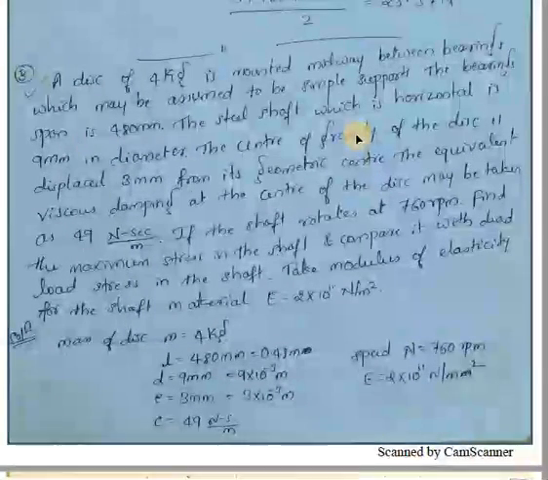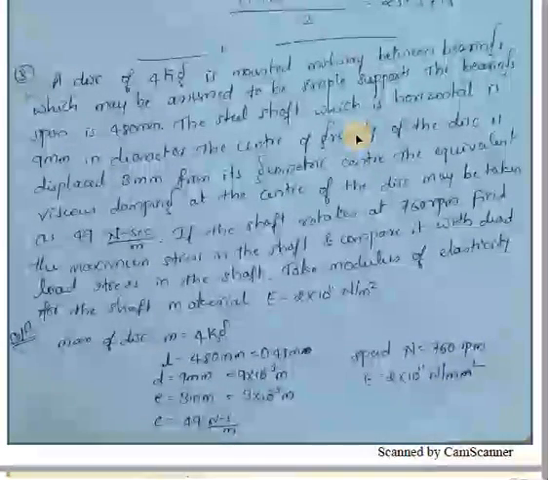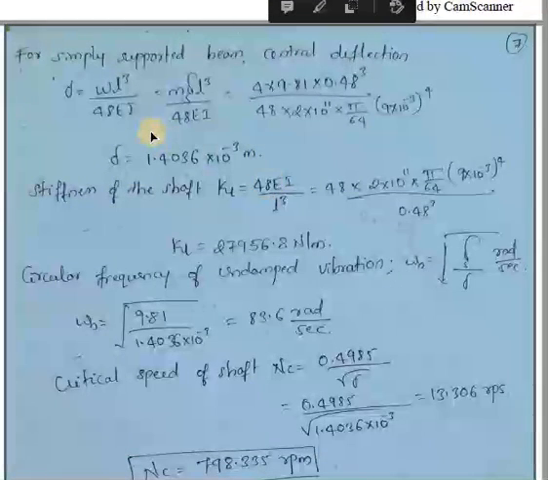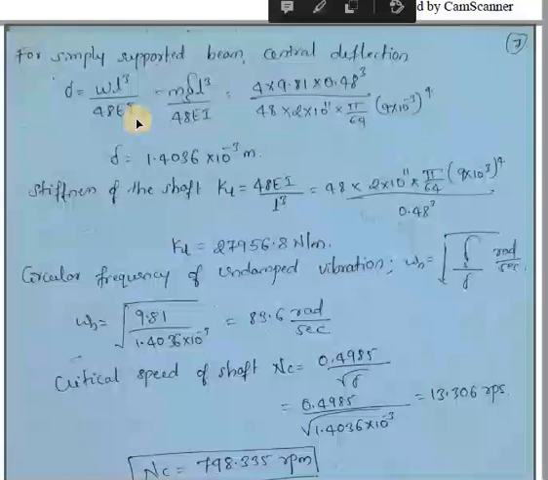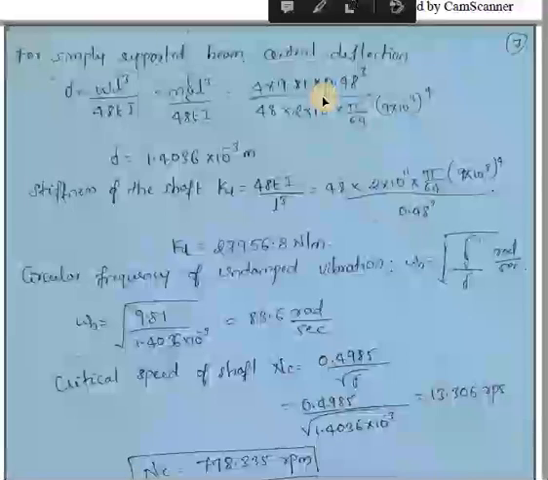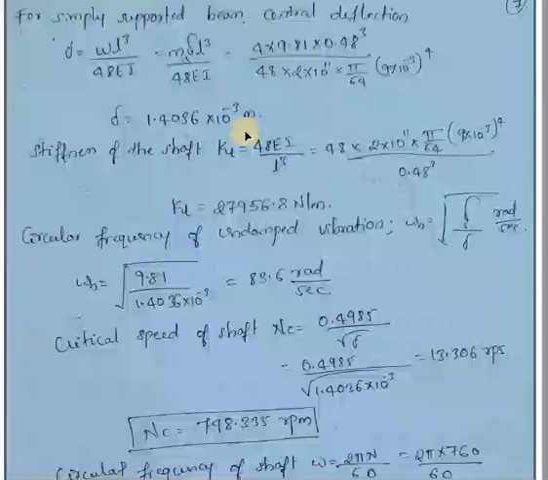So here the mass of the disc is 4 kg, length is 0.48 meter, and diameter of the shaft is 9 into 10 raised to minus 3 meter. Eccentricity is 3 mm, and he has given the damping coefficient as 49 Newton second per meter, and the speed is 760 rpm, and he has given Young's modulus. So now first we'll calculate the static deflection, delta equal to WL cubed divided by 48 EI, where I is pi by 64 into d raised to 4. So you will get the static deflection as 1.4036 into 10 raised to minus 3 meter.